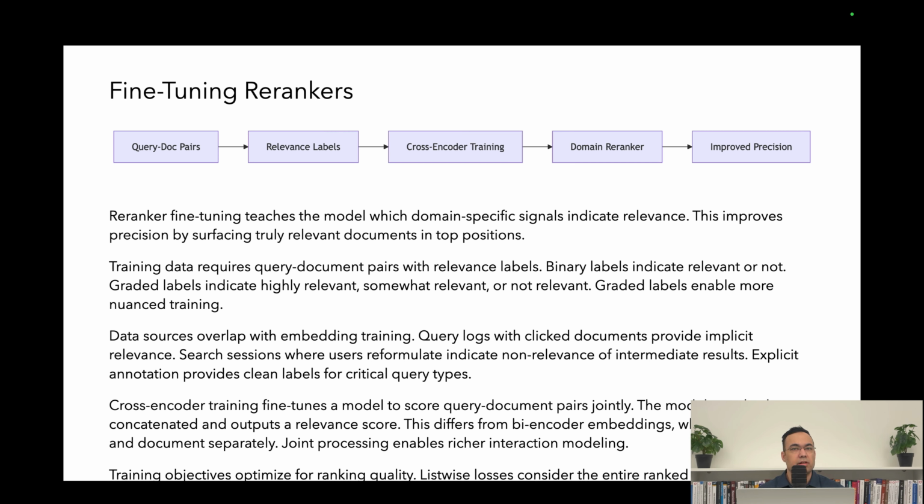Hard negatives matter here too. Documents that appear relevant but aren't teach the model the subtle distinctions. Reranker fine-tuning often shows larger gains than embedding fine-tuning when the retrieval already has reasonable recall. The reranker is a mere precision filter here. Teaching domain-specific relevance signals directly improves what reaches the LLM.